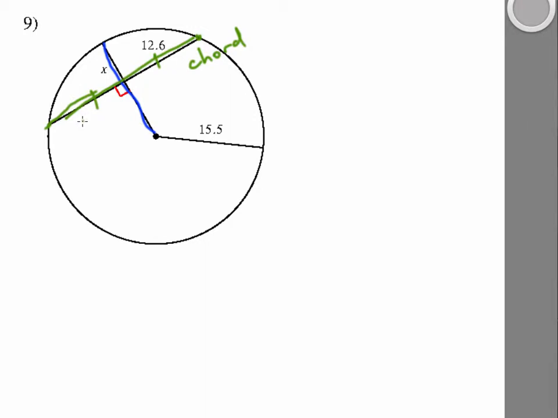Okay, so this is 12.6. So unfortunately that's not what we want here. We want this piece x. So this is a tricky one. How can we find just this thing here, x?